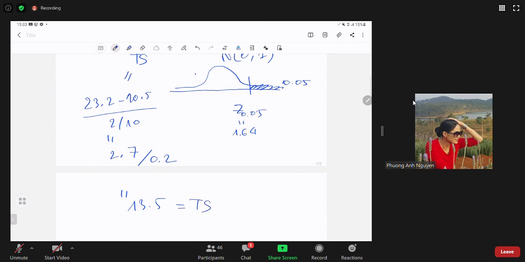Now I'm happy to get back to the curve diagram and see that my value of TS is somewhere here, far above 1.64. That is my TS. Look at this.